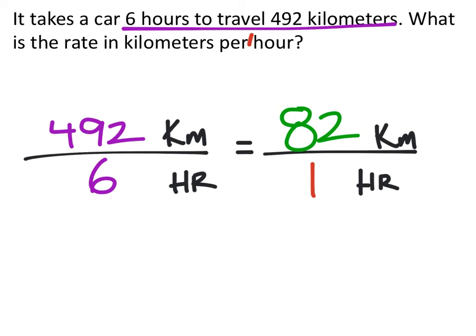Now, here's the thing, though, is if you analyze this and you did 492 divided by 6, but you got a decimal, again, that's okay in a unit rate like this, okay? Because sometimes we do need to, maybe we'll have to round these, okay? So just be aware that that may happen from time to time.